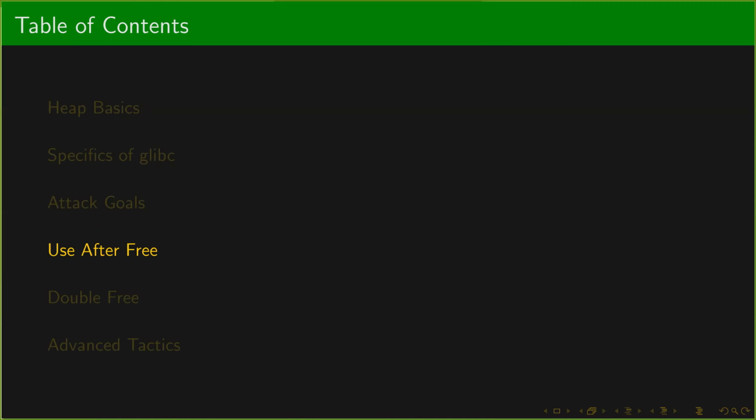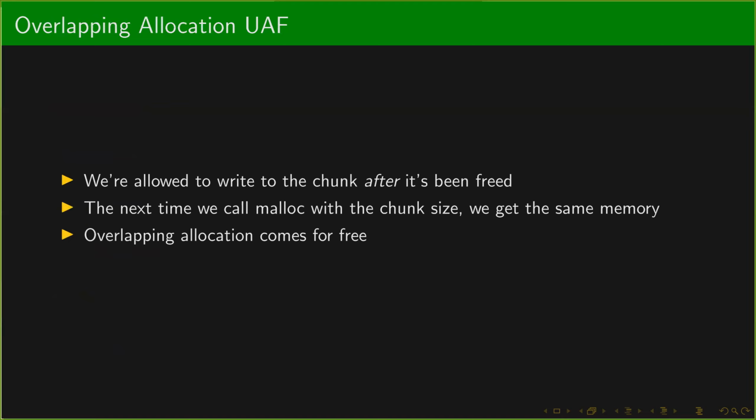Okay, so now we actually get into some specific attacks. The first one that we'll talk about is a use after free. This is kind of the simplest heap exploit, and we'll first talk about using a use after free to get overlapping allocations. So the idea of a use after free is that we're allowed to read or write to an allocation after it's already been freed.